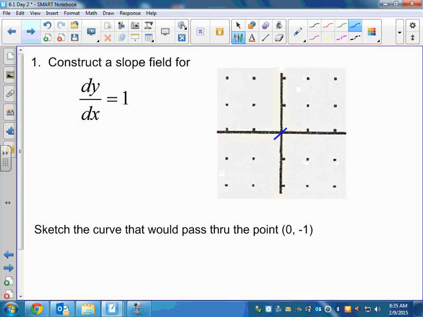And for this one, I would do that everywhere, right? Because the slope is always 1, because there's no x in the problem. So at every one of these points, I'm going to try to draw in the same slanted line of a slope of 1. That's exciting, right?